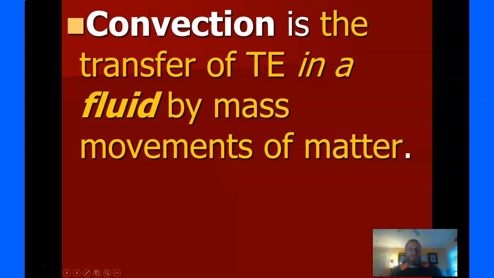Moving forward. Convection is the next we need to write down. Convection is the transfer of thermal energy in a fluid by mass movements of matter. Now, y'all going to be thinking, pause if you need to, then come back to me. Y'all going to be thinking that fluid means liquid. And yes, all liquids are fluids, but not all fluids are liquid. The only state of matter that is not fluid is solid.